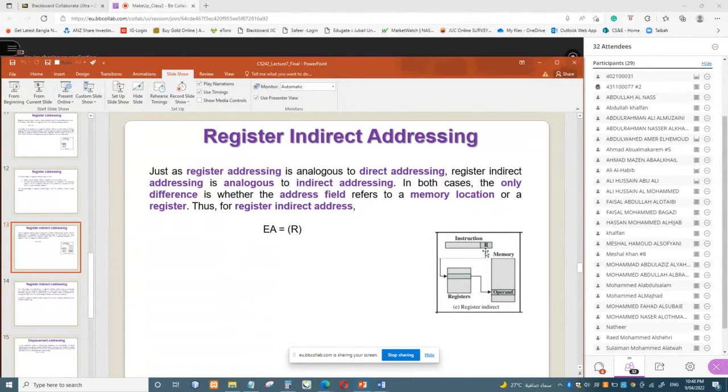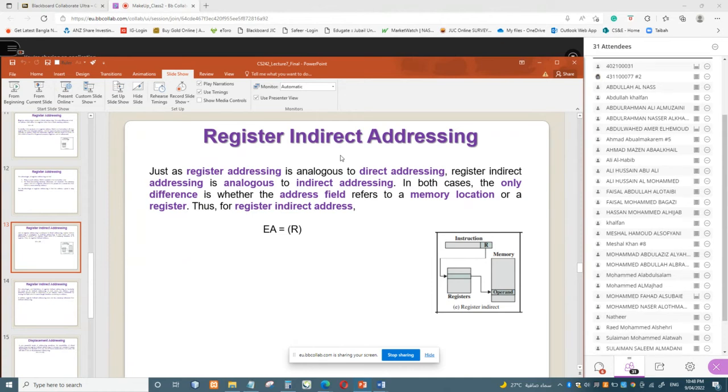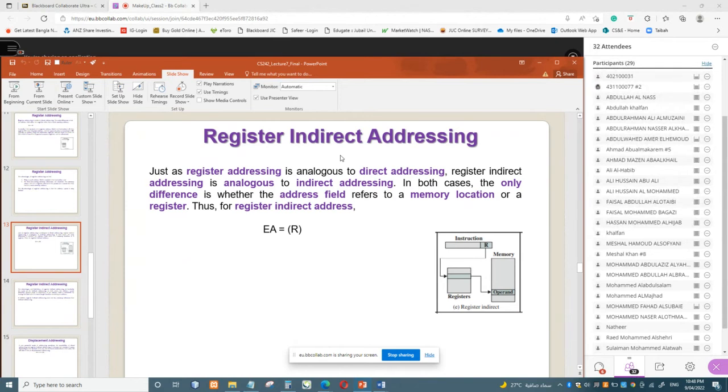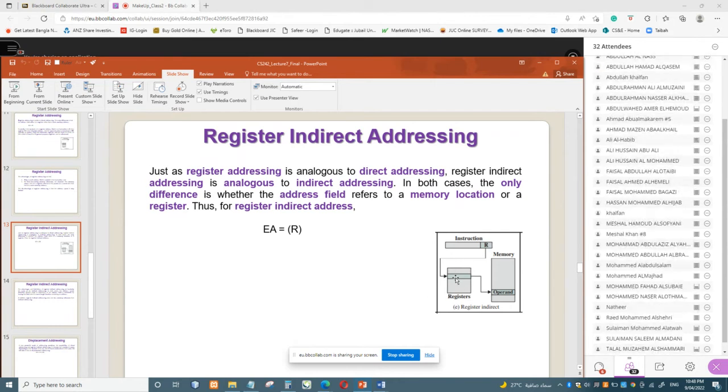So try to understand, in your instruction we specify only the register number. Actually the register is not containing the operand because it's register indirect. When it is register addressing, in your instruction we specify the register number, and the register contains your operand. But in case of register indirect addressing, your instruction contains the register number, so you go to that register and you find the actual memory location of your operand. So the operand is stored in a memory location, but its address is stored in the register, and in the instruction we are referring to the register.